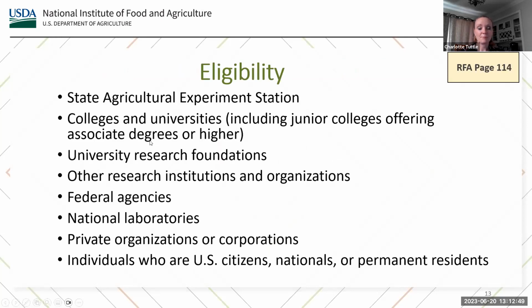To be eligible to apply for an AFRI award through AERC, there are a number of different institutions you can belong to. A state agricultural experiment station, colleges and universities, including junior colleges offering associate's degree or higher, university research foundations, as well as other research institutions and organizations. Some federal agencies are eligible. National laboratories, private organizations and corporations, including nonprofits, and finally, individuals who are US citizens, nationals, or permanent residents.